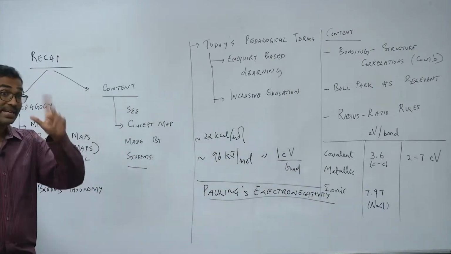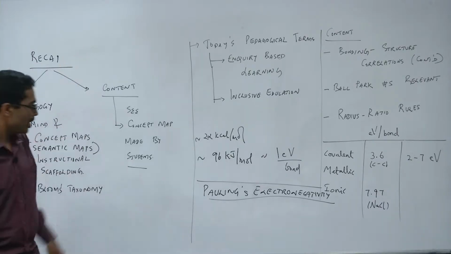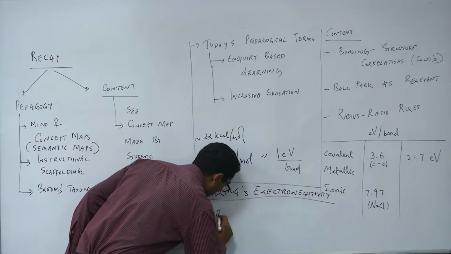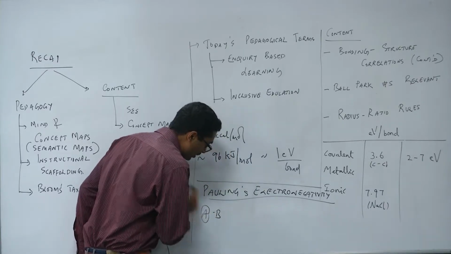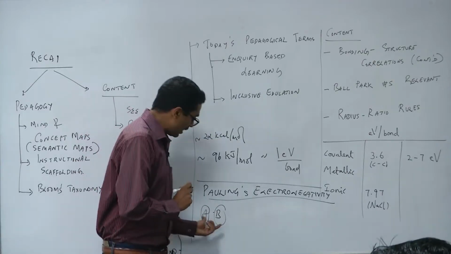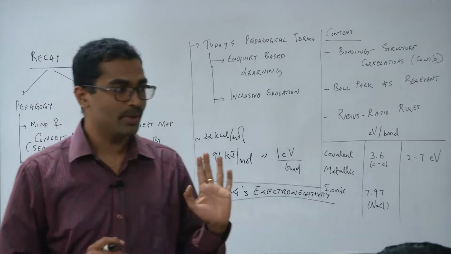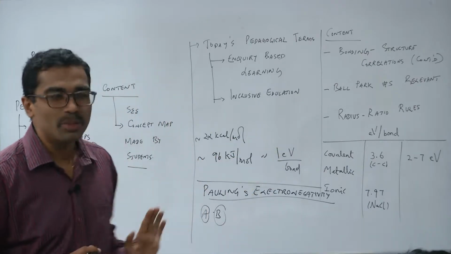Okay, so you will find data on Pauling's electronegativity for any given atom. If I have two atoms A and B, and I look at the Pauling's electronegativity of A and look up the electronegativity of B, if the difference is greater than 1.7, it's very strongly ionic. That is by and large the thumb rule.